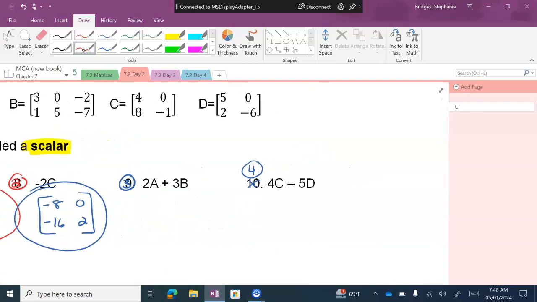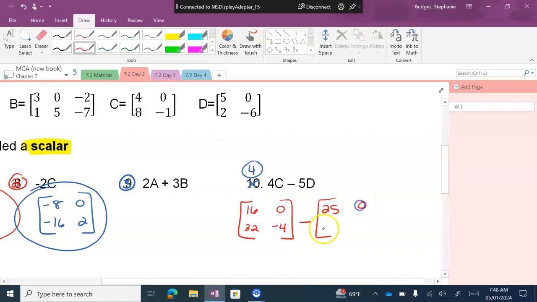All right, so let's see. 4 times C is going to give me 16, 0, 32, negative 4. 5 times D is going to be 25, 0, 10, and negative 30. And then, are we actually able to subtract them? Yeah, they're the same size.